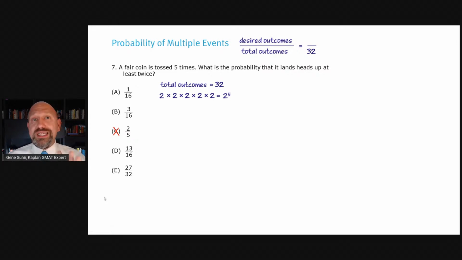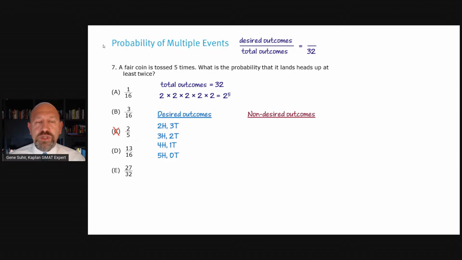Now let's work on what's desired. We want the probability that the coin is going to land heads up at least twice. Now, this covers a lot of ground. That could be 2 heads with 3 tails, 3 heads with 2 tails, 4 heads with 1 tail, or 5 heads with 0 tails. I mean, that's a lot to keep track of. So maybe we shouldn't keep track of that. Maybe instead, we should determine what's non-desired.